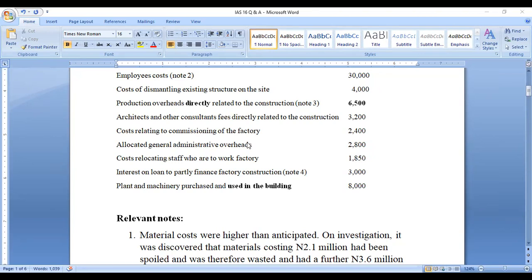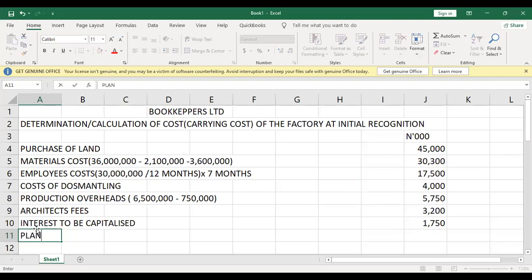Sorry, when you say in the building, is it that it's used as part of the construction too? Hello, ma, can you hear me? Yes, ma'am. Yes, let's be clear on that. When you say it is used in this building, is it part of the tools that are used in the construction of the factory? Okay, ma, the question says we're constructing a new factory.